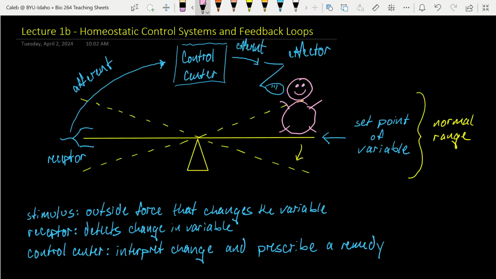Now, I would like to highlight the fact that in this system, two things can change the variable, both the stimulus and the effector. The difference being that the effector is under control of the control center, while the stimulus, as defined earlier, is an outside force, an external force that can change the variable. Now, with our feedback loop intact, let's see if we can apply this to a normal, everyday biological system. Let's look at blood pressure.